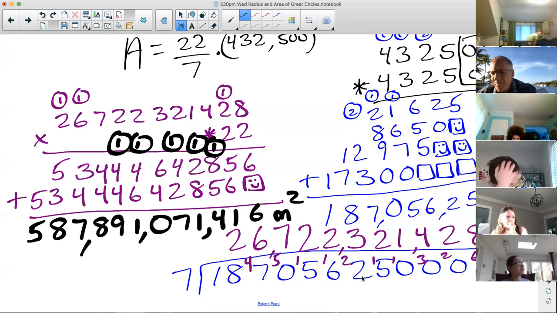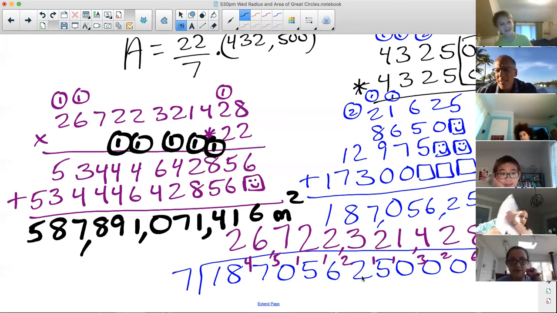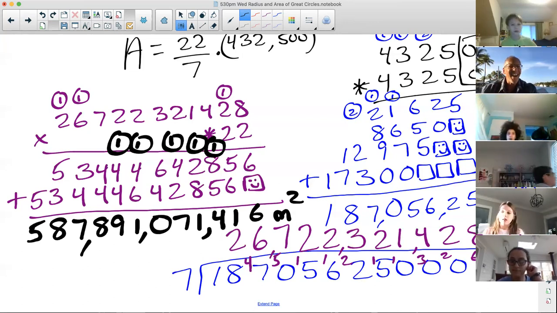My window's on the wrong side. Oh, that's too bad. You need a new window. No, I don't need a new window. There's actually too much light coming in my window.